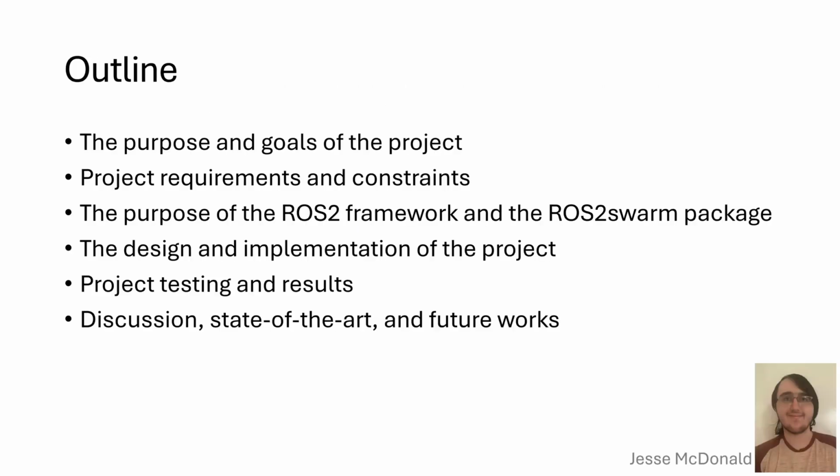So this is the outline for what we are going to go over in this presentation. We are first going to start with the purpose and the goals of the project. Then we will discuss project requirements and constraints. After that, it will be the purpose of the ROS2 framework and the ROS2 Swarm package. Then it would be the design of the implementation of the project. Then it would be project testing and results. And then finally, we will go over the discussion, state of the art, and future works.